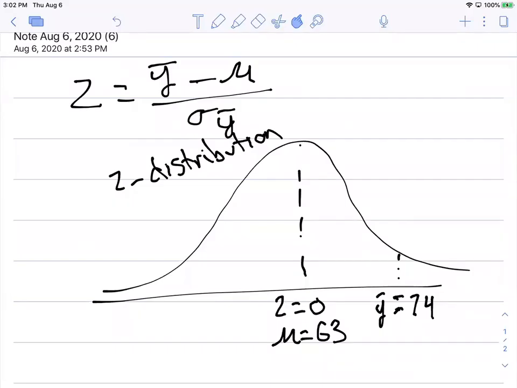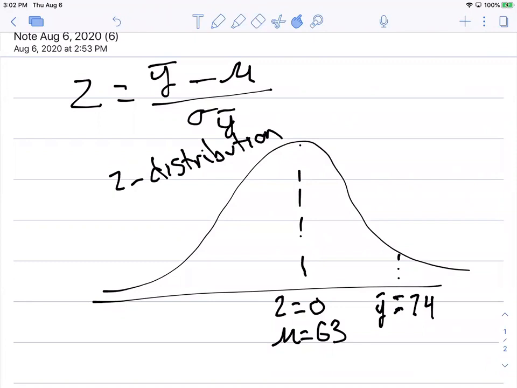So now we can calculate the z-score for the wheat data. Remind yourselves, the z-score is y bar minus mu, where y bar is the sample mean, mu is the population mean, and in the denominator is sigma sub y bar, or the standard error.